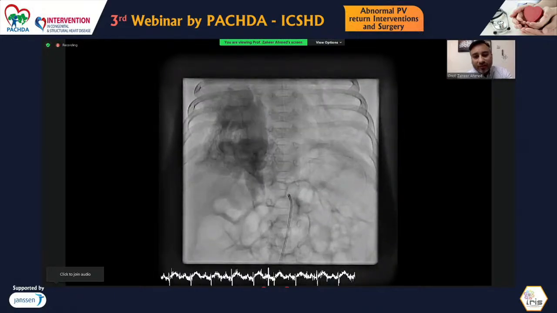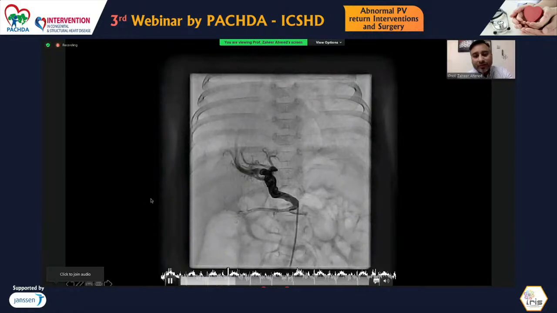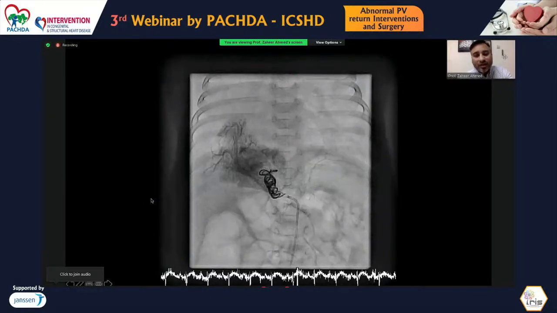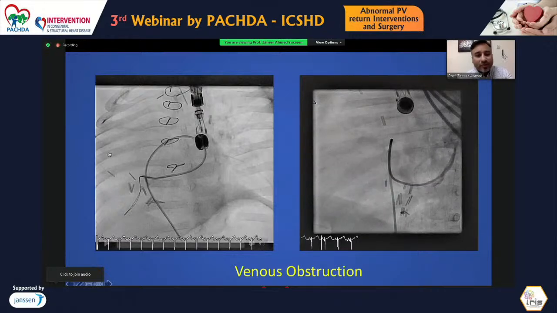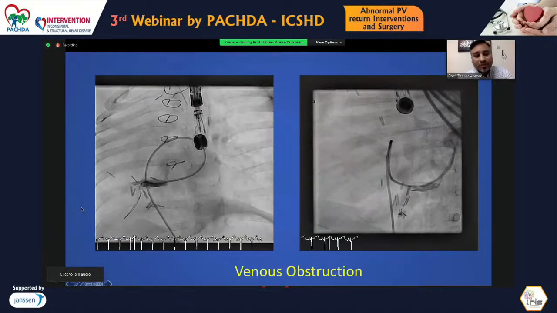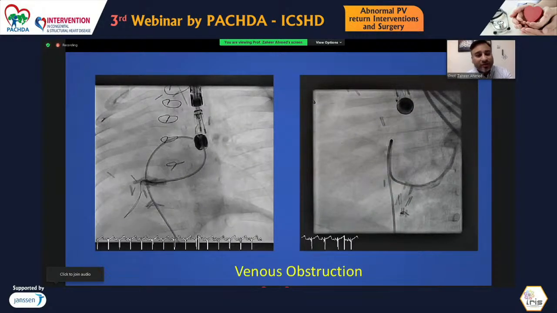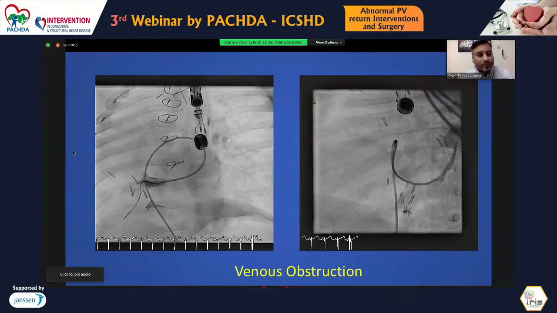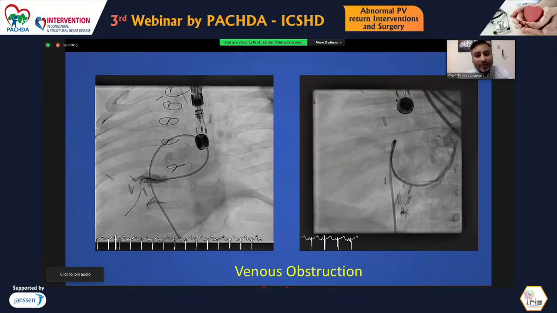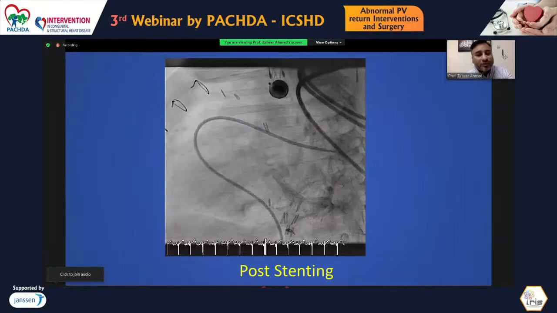You could see a large aortopulmonary collateral, which is draining the left lower zone, and then it was occluded with a coil. Here is an example of a venous obstruction. Post-operatively, this patient has rerouting of the veins, and then there was significant stenosis. And it was stented, and then you could see a good flow post-stenting.